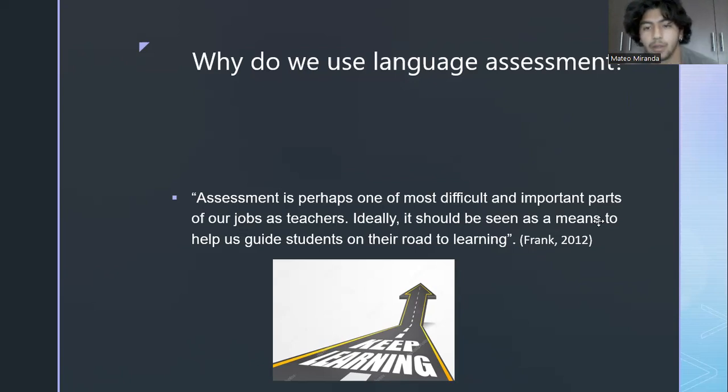So that's why, as we can see in this phrase that I took, assessment is perhaps one of the most difficult and important parts of our jobs as teachers. Ideally, it should be seen as a means to help us guide students on their road to learning. And as I said before, that's why we use language assessment, to have a plan and to guide students to reach that goal, and both of us keep learning and keep growing.